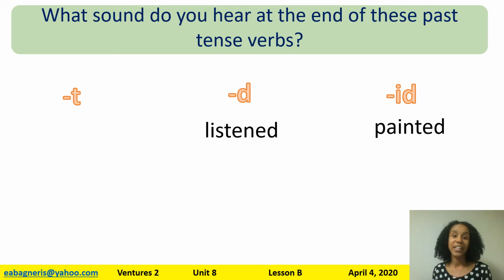Your next word is played. The children played with their toys. Played. What do you hear at the end of played? Right, it's another D sound. Played.